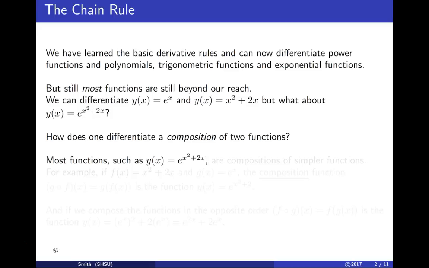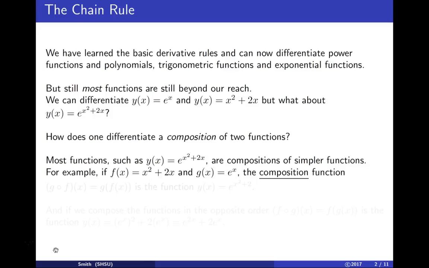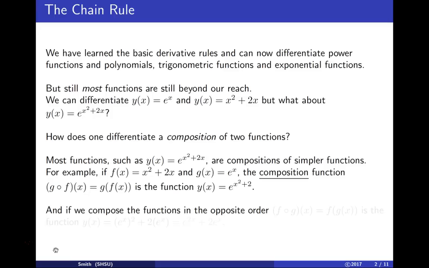Most functions, such as y of x is e to the x squared plus 2x, are compositions of simpler functions. For example, if f of x is x squared plus 2x and g of x is e to the x, the composition function, g composed with f, is the function y of x is e to the x squared plus 2x. And if we compose the functions in the opposite order, say f composed with g, or f of g of x, we get the function y of x is e to the x squared plus 2 e to the x, or e to the 2x plus 2 e to the x. In this case, f composed with g and g composed with f are different, but they're built out of the same basic functions, e to the x and x squared plus 2x.